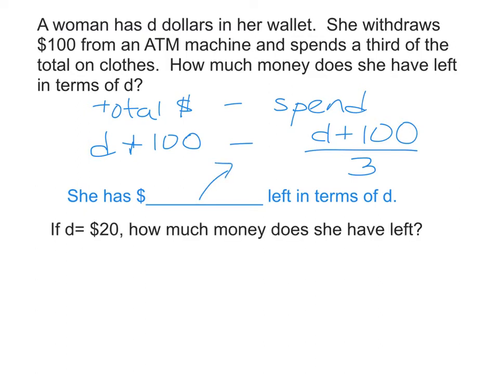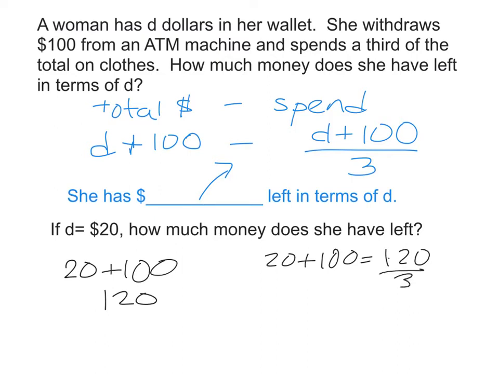The next question is, if D, what she had in her wallet to begin with, is $20, how much money does she have left? So she had $20 in her wallet, plus the $100 she withdrew, gave her $120. Then if she spent a third of that $120, 120 divided by 3 is 40. 120 minus 40 is $80. So she has $80 left.